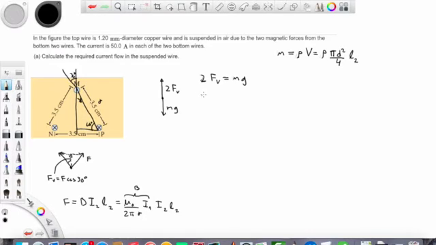Alright, let's combine all we have so far. So we have 2 times Fv. Fv is F times cosine 30, and that equals mg. What is F? F we have here, it's this long expression, so 2 times mu0 divided by 2 pi r, I1 I2 L2, that's our F, times cosine 30 equals mg. So now I'll express the m, pi d squared divided by 4 L2 times g. The L2's cancel. Also these guys cancel.